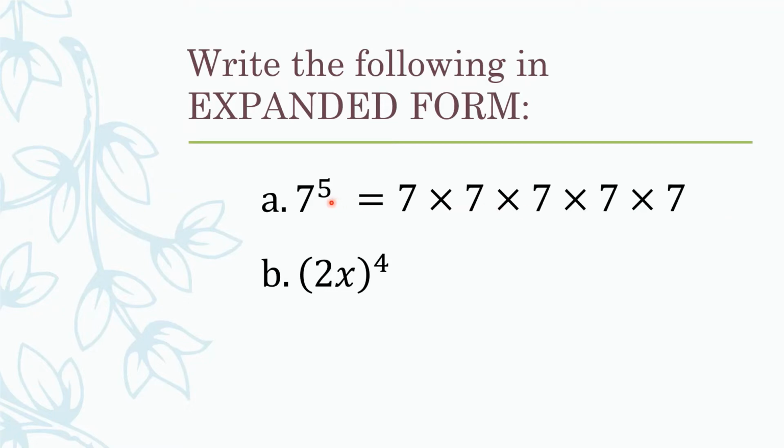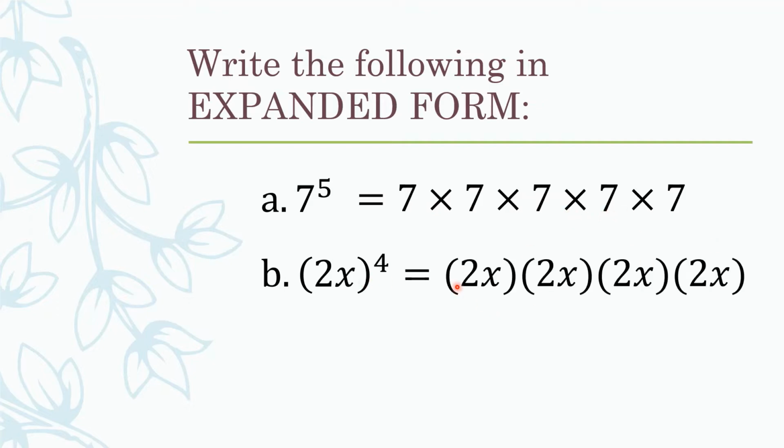Examples. Write the following in expanded form. Letter A, 7 raised to 5. Letter B, quantity 2x raised to the fourth power. So sa letter A, limang 7 na minultiply with each other. So 7 times 7 times 7 times 7 times 7. While sa letter B naman ang answer, 4 na 2x na minultiply naman with each other. So 2x times 2x times 2x times 2x.